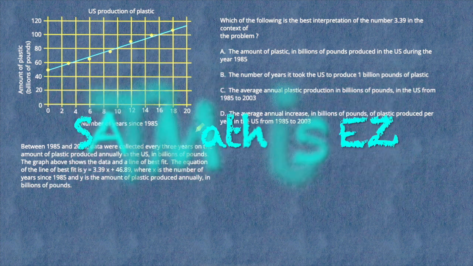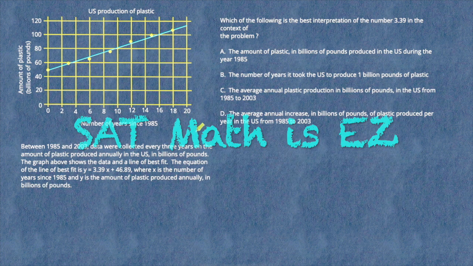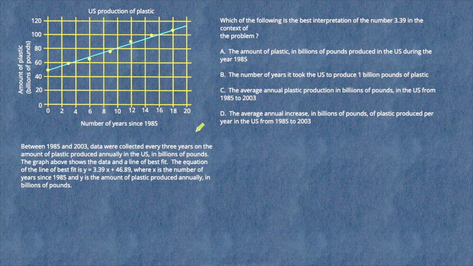Hello. In this video, we're going to see a problem from graphs, especially scatter plots. Let us first read the problem. They have given a graph which talks about US production of plastic. Between 1985 and 2003, data were collected every 3 years on the amount of plastic produced annually in the US in billions of pounds. The graph above shows the data and the line of best fit.